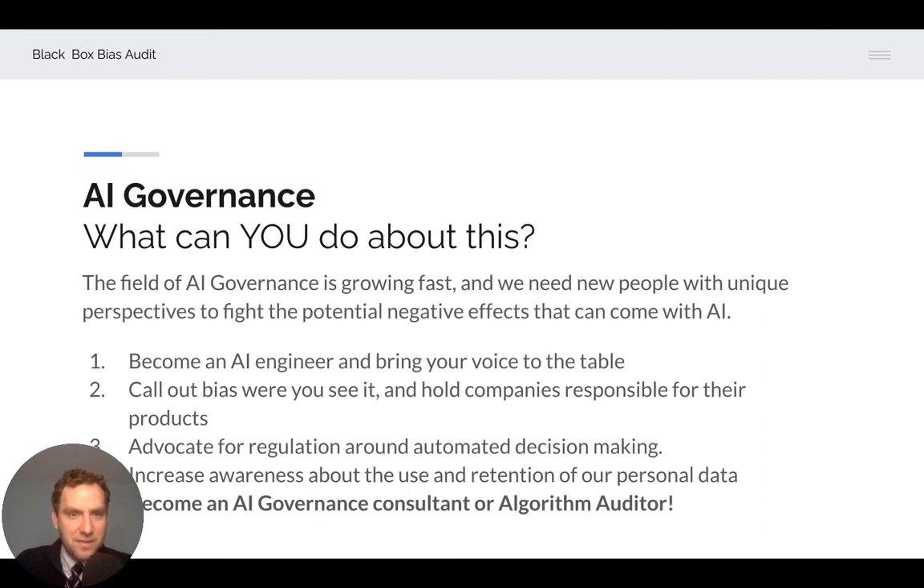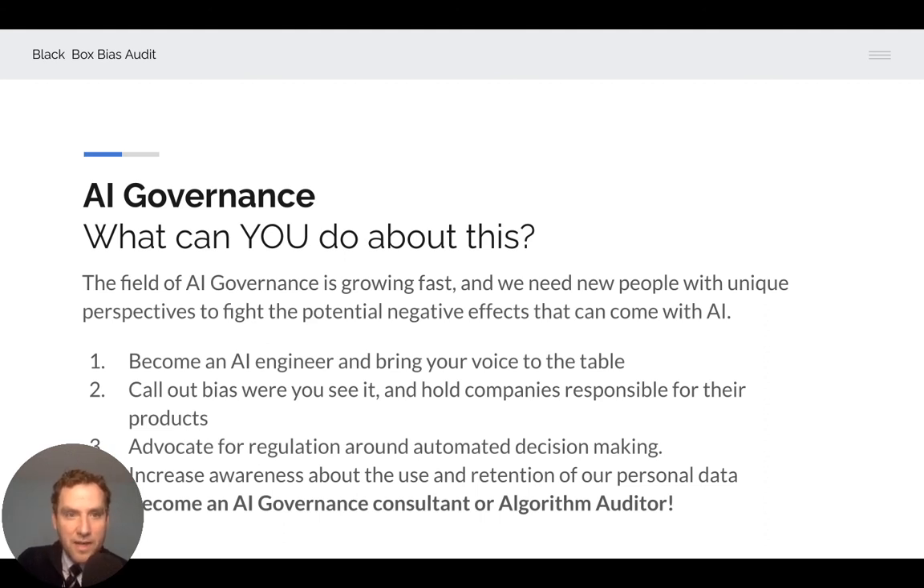But it's a fast growing field. There's so much to do, and it's so important that people do it. And we really need new people and unique perspectives to fight these potential negative effects, because the fact is the world is using AI and it's just going to get worse. And so we need more people thinking about AI governance.